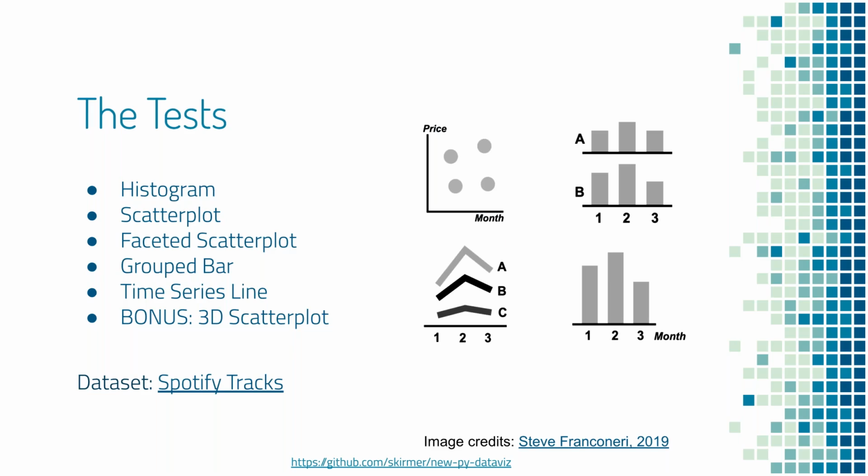The data set I'm using are musical tracks from Spotify. So I picked out the data set. I think it came from Kaggle in its original form from my set. And so it's got a whole bunch of characteristics of each song. So speed, danceability, explicitness, all kinds of things. And so that's the data that I'm using to do these tests.